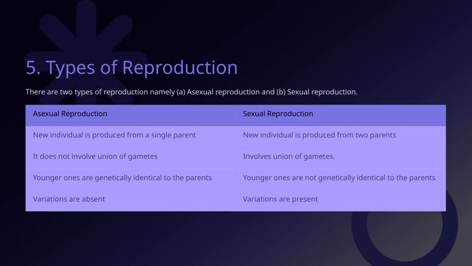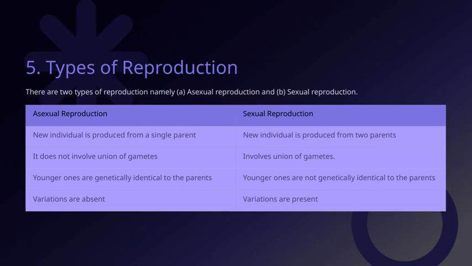First, we have asexual reproduction. In this type, a new individual is produced from just a single parent. This means there's no need for a partner or the union of gametes. Because it involves only one parent, the offspring are usually genetically identical to the parent, which helps maintain specific traits. However, one thing to note is that there is very little genetic variation in this process, so the offspring tend to be clones of the parent.